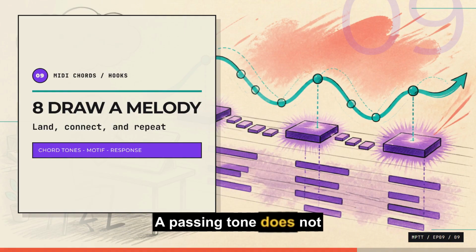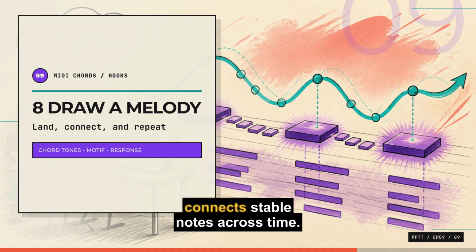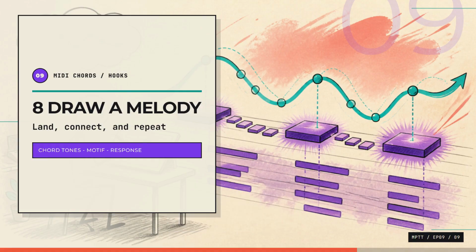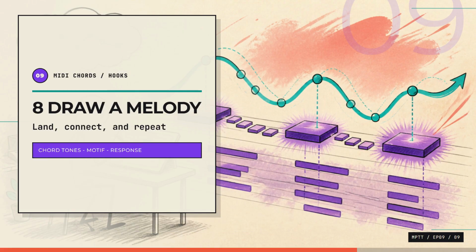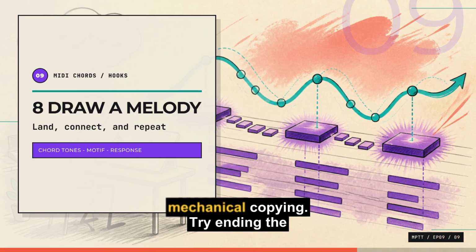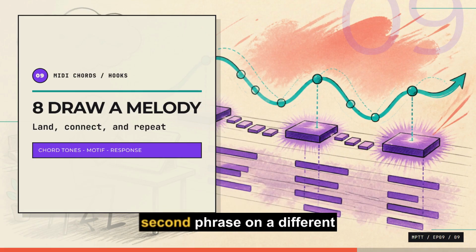A passing tone does not need to belong to the chord at every instant. Its meaning comes from how it connects stable notes across time. Place the motif once, then repeat its rhythm over the next chord while changing only 1 or 2 pitches. This creates family resemblance without mechanical copying. Try ending the second phrase on a different note so it sounds like a response.